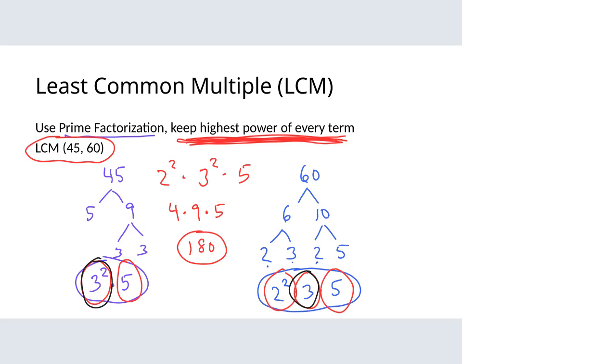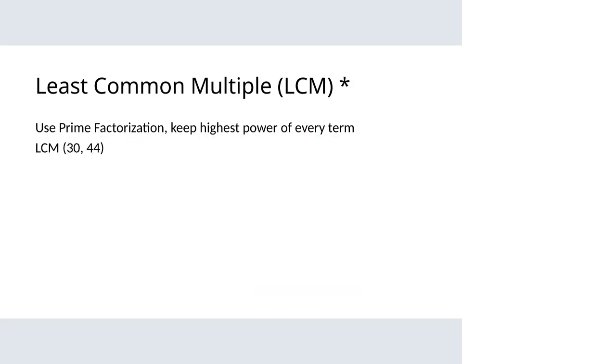I'm going to have you try one of these. Here goes. Find the least common multiple of 30 and 44. The way to do this is find the prime factorization of 30, find the prime factorization of 44, and then keep the highest power of every term. I'll go ahead and set up a poll for this one.